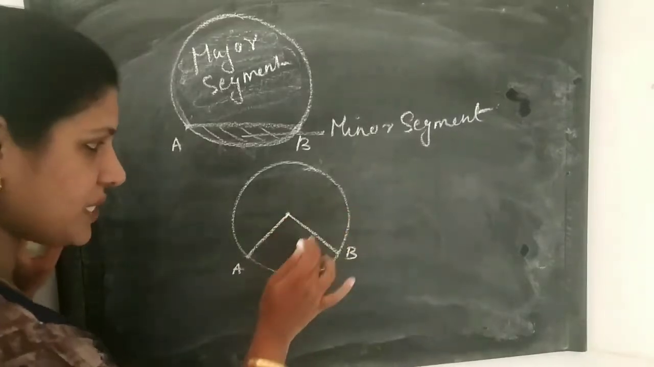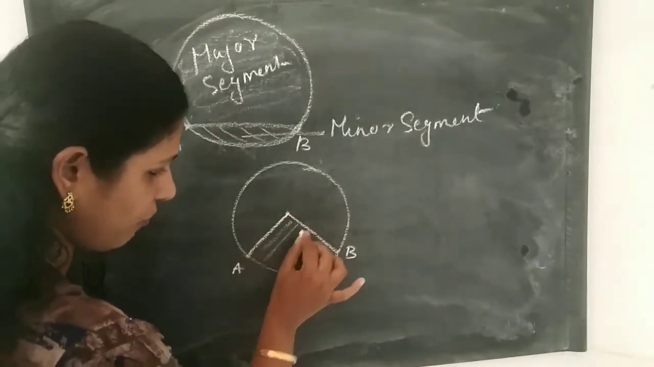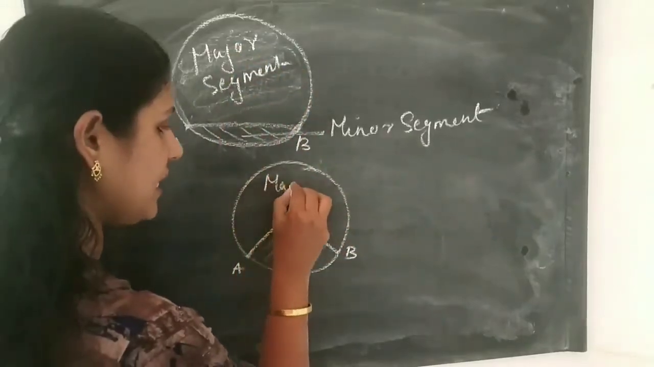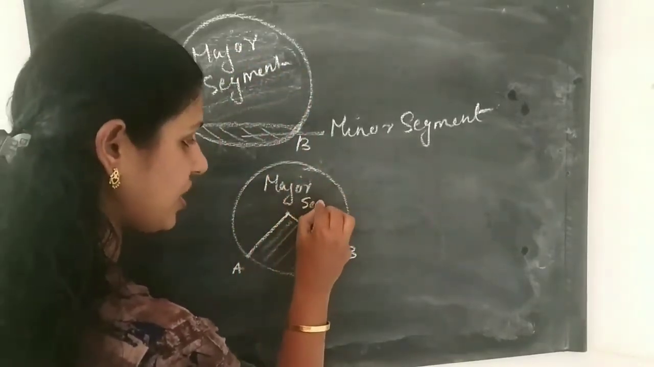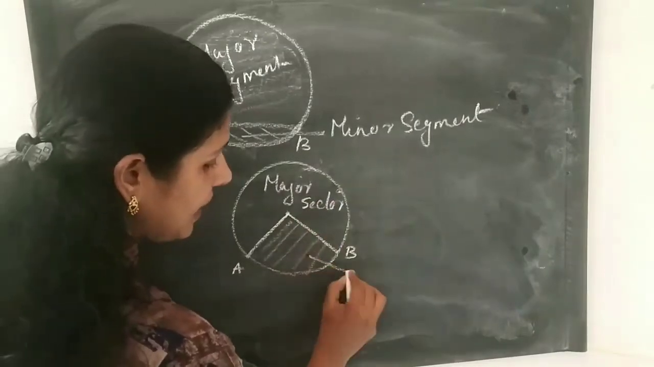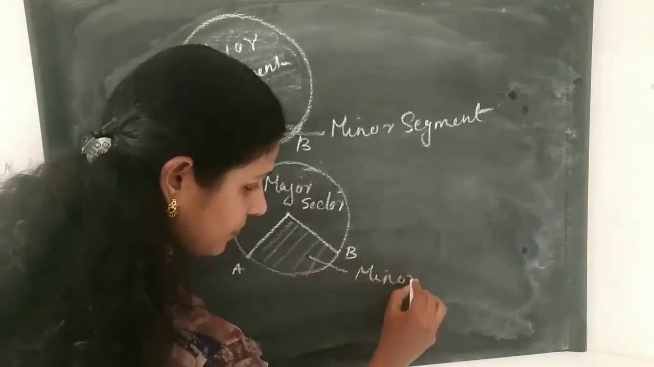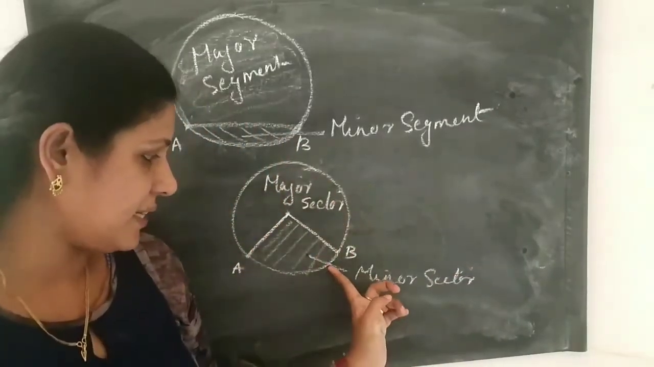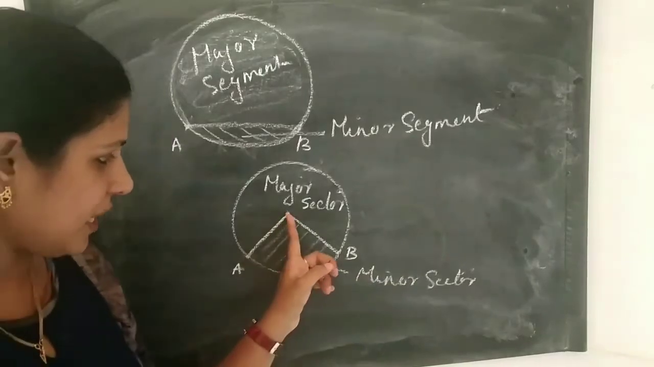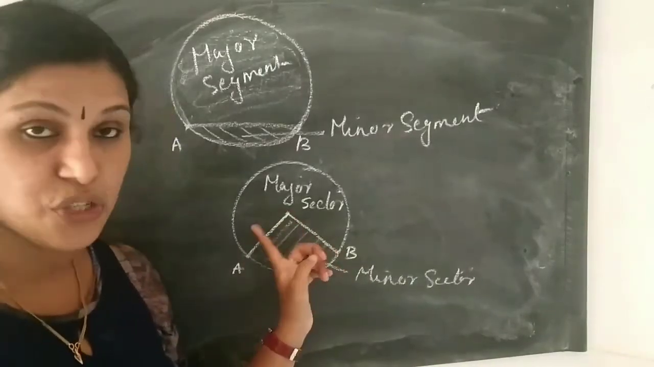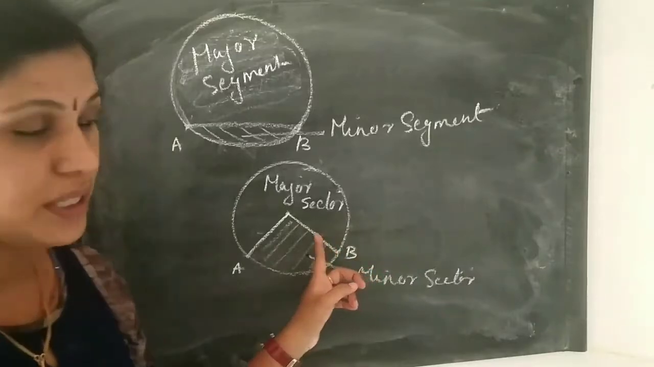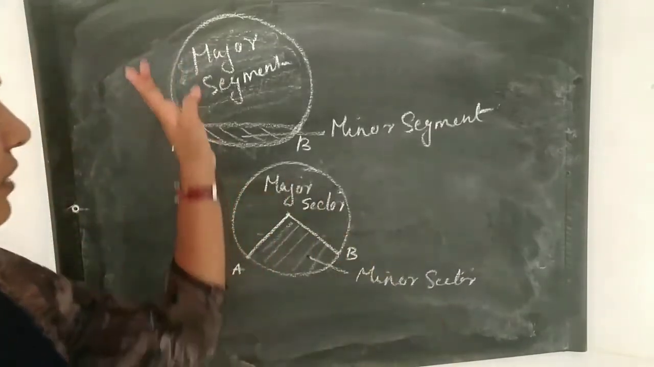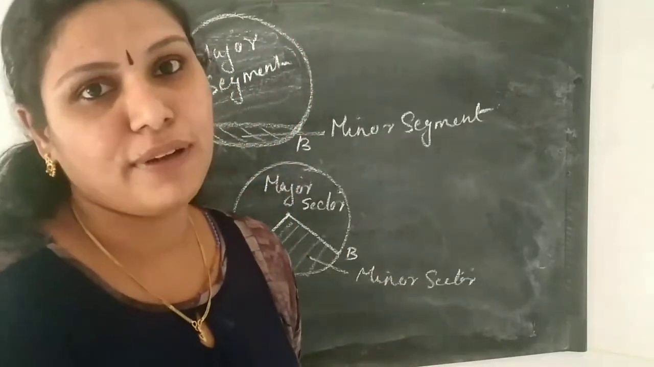Here we get 2 sectors. This is a smaller one, and this is a larger one. So we name this the major sector and this the minor sector. Here we join 2 radii to these points, and we get 2 sectors, the major sector and the minor sector. And the length of the total circle is known as the circumference of the circle.